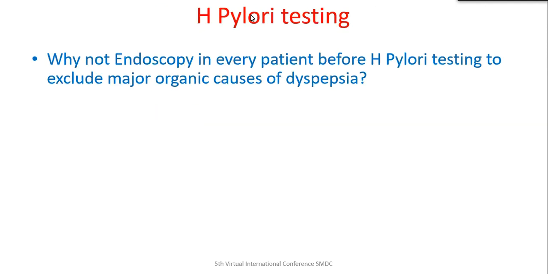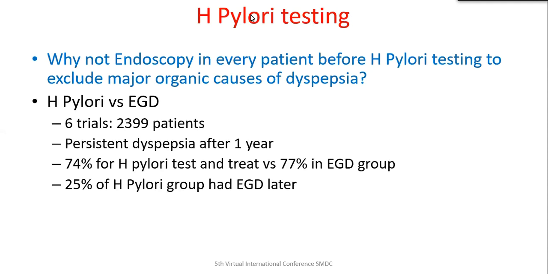So one of the things that comes to your mind is, why not go ahead with endoscopy first and then do H. pylori testing? There are very large trials, 6 trials, more than 2,000 patients. Persistence of dyspepsia is 7% after 1 year with the H. pylori test and treat policy and 7% with endoscopy. And 25% of the H. pylori patients ultimately have an endoscopy over the next 1 year.